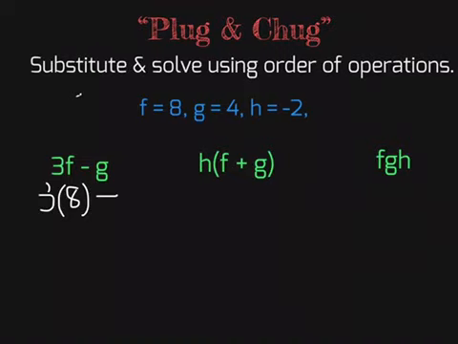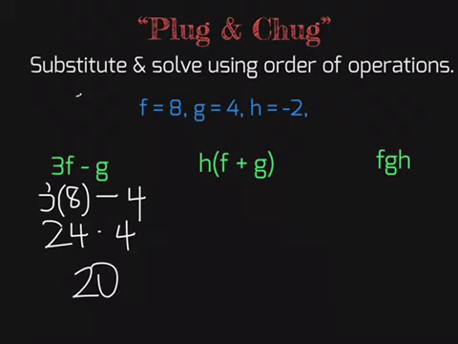So then for g, I am going to substitute the value 4. Now this is just a simple order of operations problem. I multiply before I subtract. 3 times 8 is equal to 24 minus 4. I subtract and get my final answer of 20.